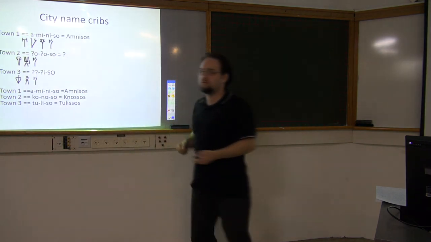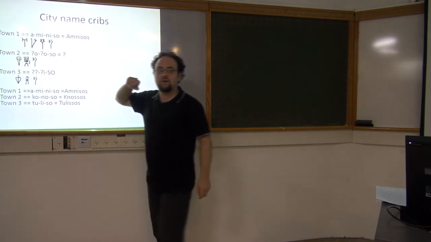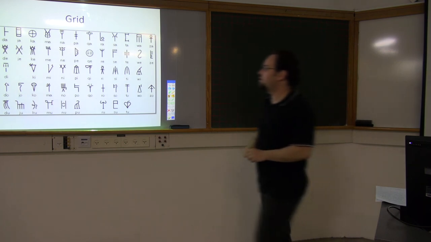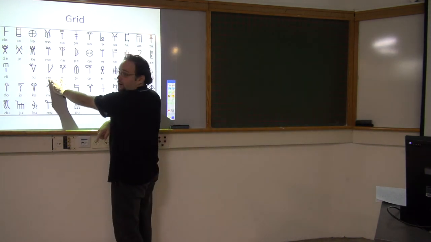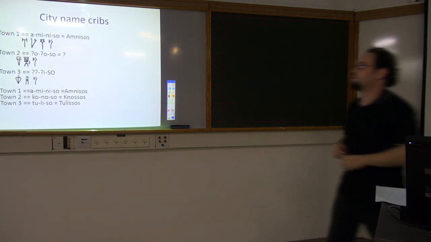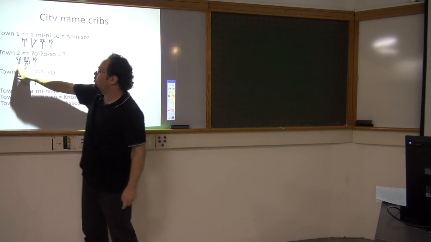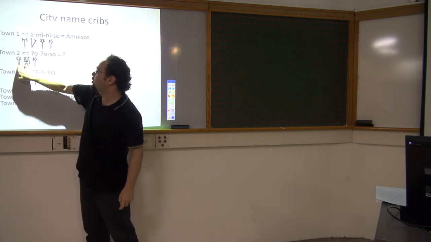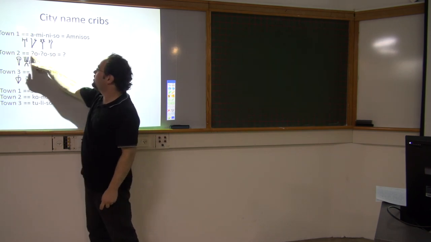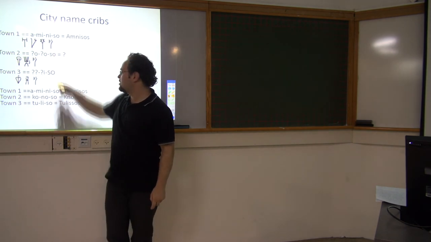In order to see if this is correct, we see that mi and ni have the same vowel. So they should be in the same row in our grid. And indeed, they are, because they share the same vowel. Okay, so we know that this one is a so. So we look where those two are, and happily, they're in the same row as the O, with the vowel. So we have a city named something-O, S-O, which is Knossos.